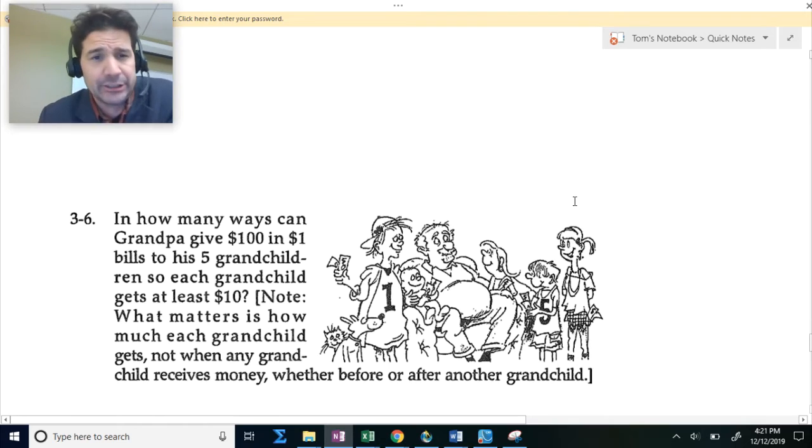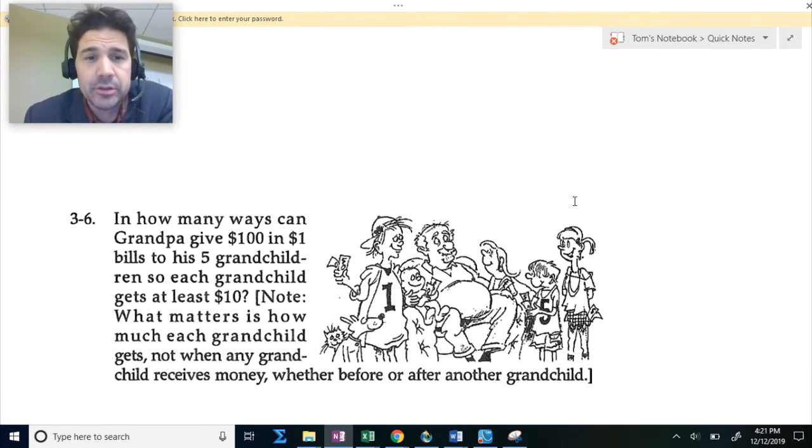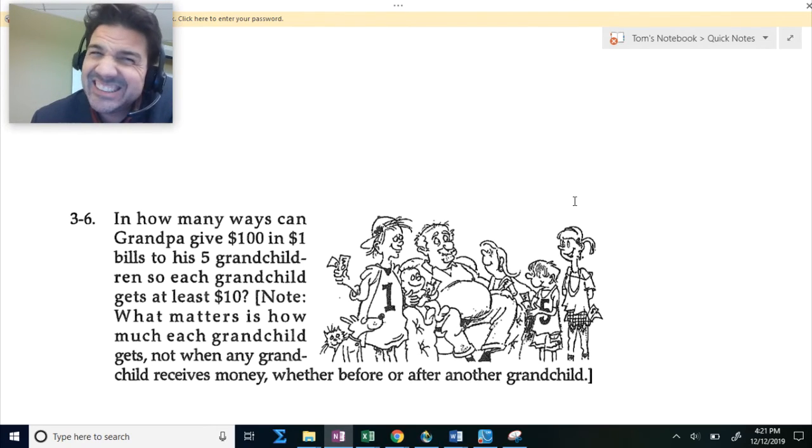And how many ways can Grandpa give $100 in $1 bills to his 5 grandchildren so they each get at least $10? This is a combinatorics problem if I've ever seen one. Now, it's a little tricky for 2 reasons. Number 1, you have to know the stars and bars technique. If you've never seen that technique, you're probably going to have a little bit of trouble on this problem.